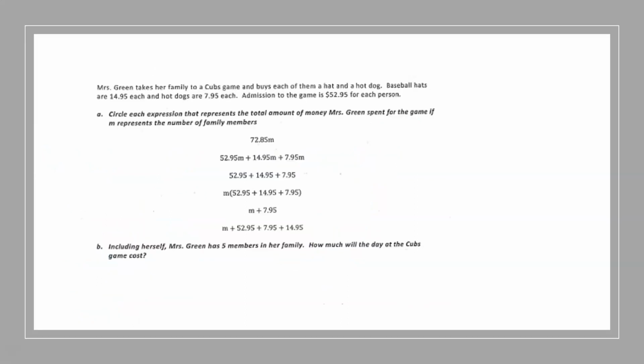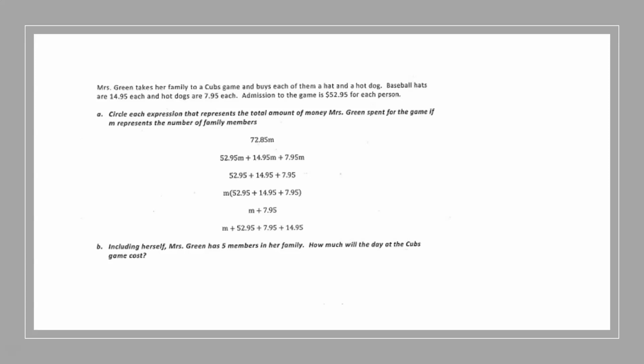The next part says Mrs. Green takes her family to a Cubs game and buys each of them a hat and a hot dog. Baseball hats are $14.95. Hot dogs are $7.95 each, and then the ticket for the game is $52.95 per person. So circle each expression that represents the total amount of money Mrs. Green spent for the game if M represents the number of family members.